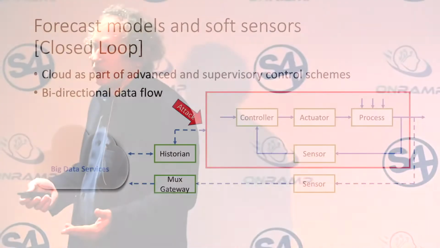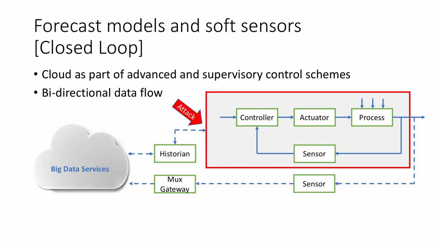My first closed loop example is what we call forecasting models or soft sensors. Either of these will allow you to close the loop and leverage cloud resources. What do you do with that data when you get up there? Well, you run some really cool analysis on it, and you send maybe a set point back that gets used in your control loop. And the key here is now the data flow is bidirectional, which means that's your attack point. If some bad data comes in here, that's when things can go wrong.